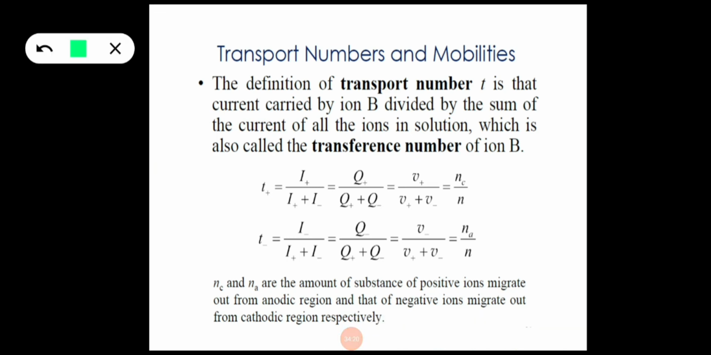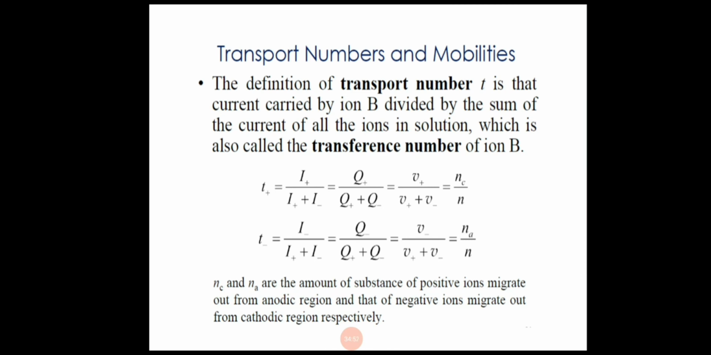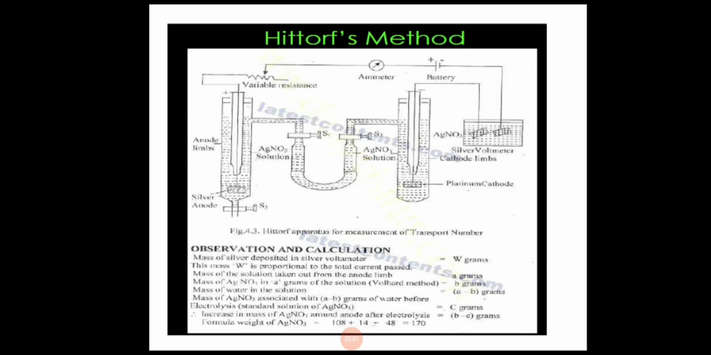Suppose transport number of cation is 0.4, so cation is having less speed. Then transport number of anion is given by 1 minus transport number of cation, that is 1 minus 0.4, it is 0.6. So speed of anion is more, or current carried by anion is more, and current carried by cation is less. So their speeds are different, their current carrying capacities are different, but the amount of cation and amount of anion deposited at the electrodes will be the same. This experiment is called the Hittorf experiment, and this is about speed of ions, current carried by ions, and the formula for transport number.